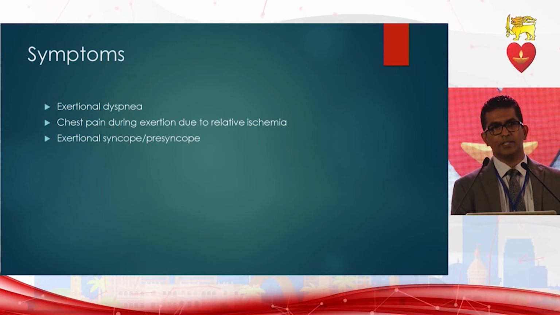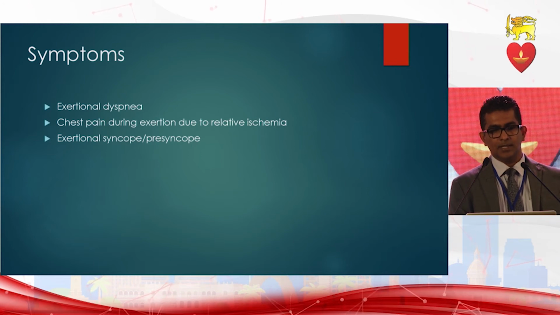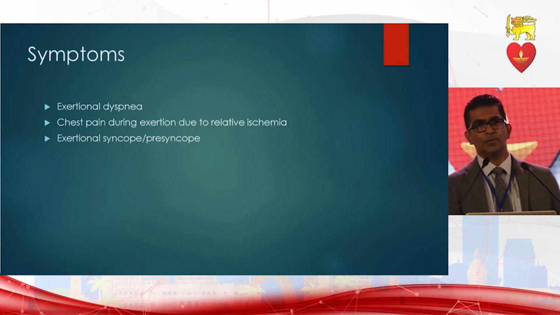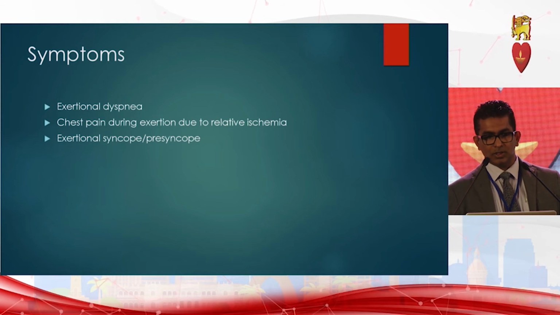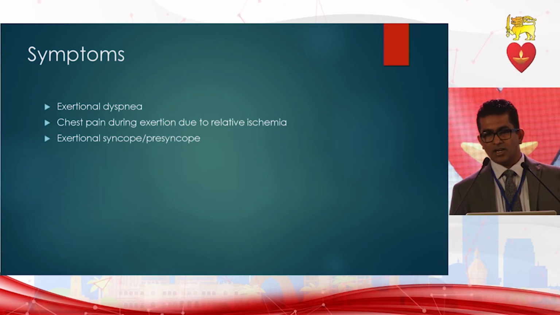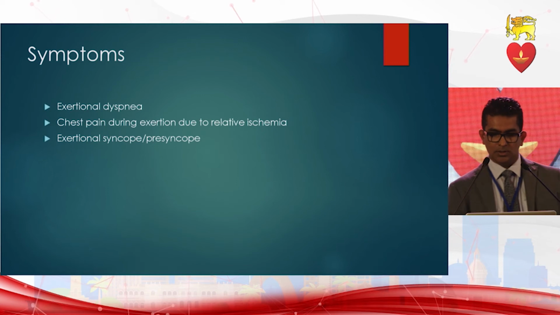They can get chest pain due to relative ischemia because they have thick myocardium, especially in the septum, and then they can get exertional syncope or presyncope. Presyncope means there is no loss of consciousness, but there is what you call a blackout. Syncope means there is a transient loss of consciousness.